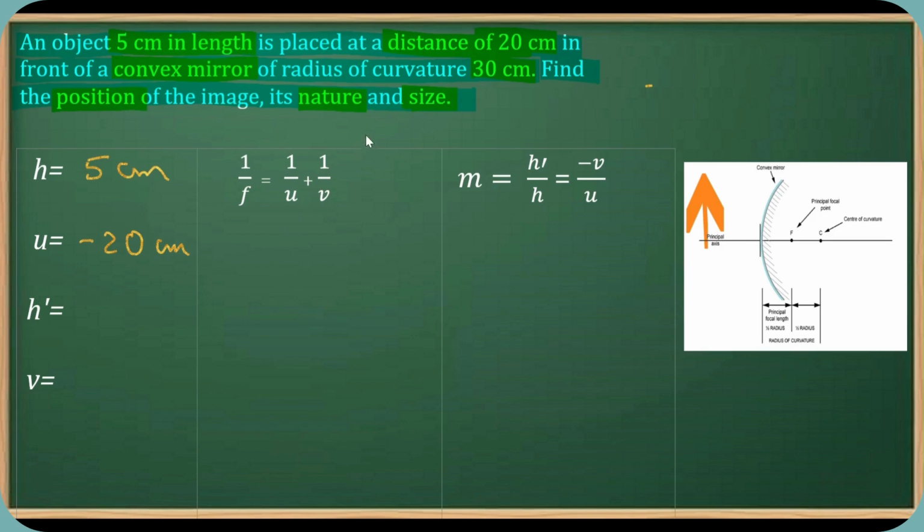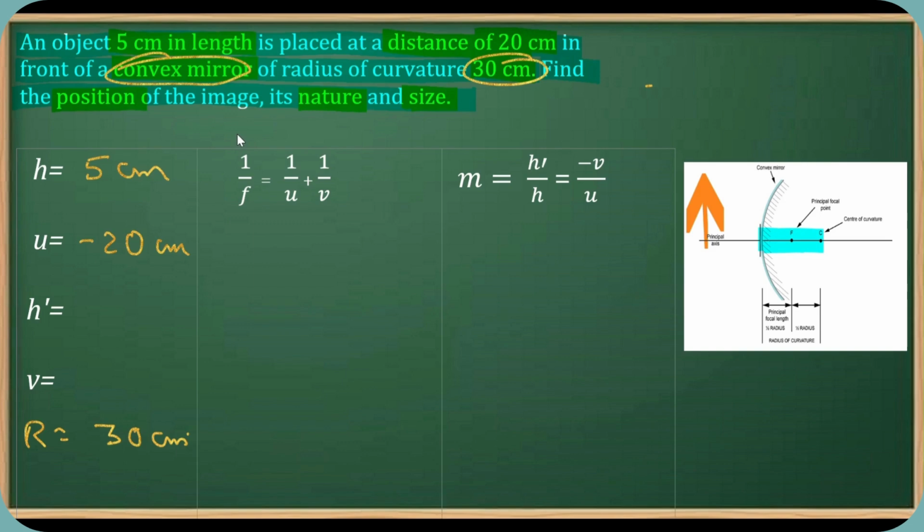The other information that we have is the radius of curvature, but keep in mind it is a convex mirror. As you can see in the figure, in a convex mirror the radius of curvature, this length, is measured to the right of the mirror. That's why we are going to take this as positive. So the radius of curvature is positive 30 centimeter.